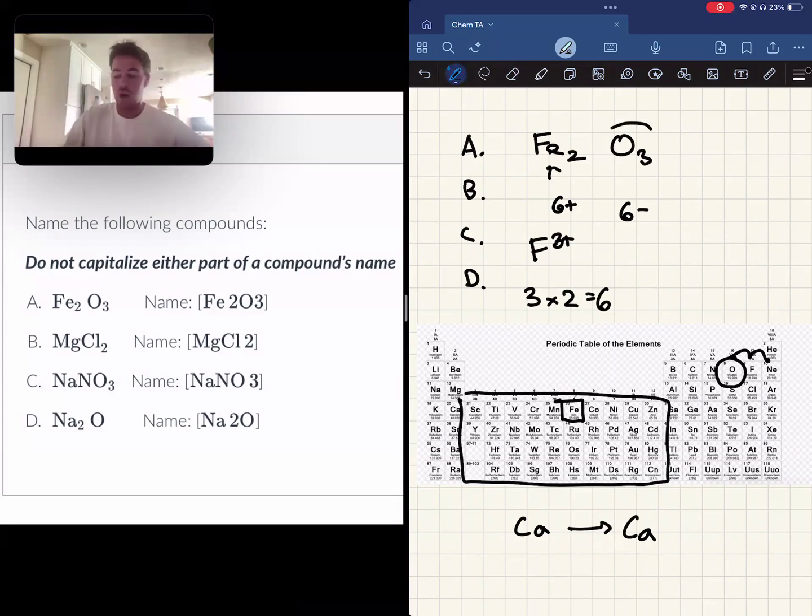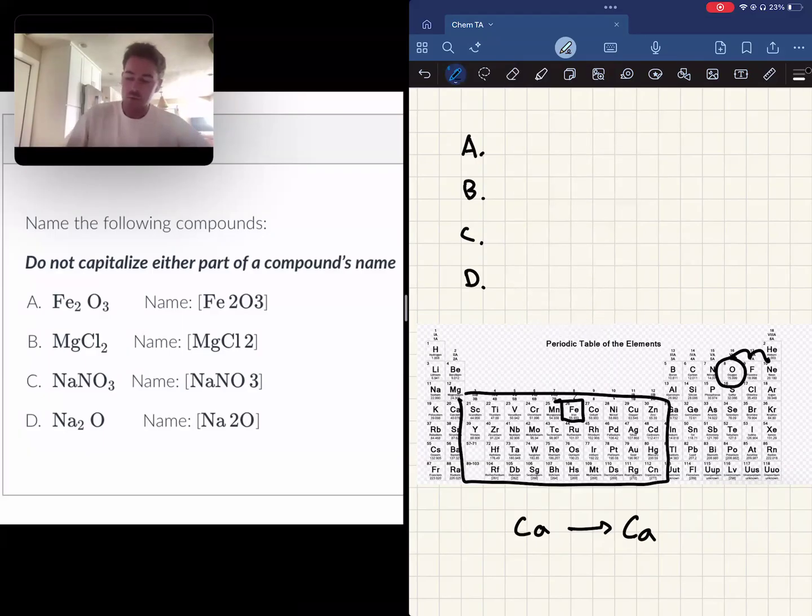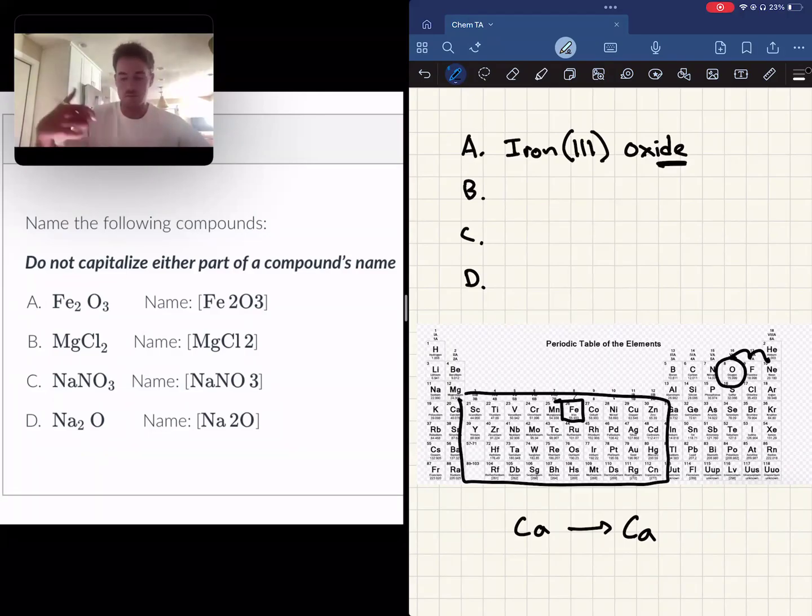Oxygen has a 6 minus charge, so this side needs to be balanced. We have to make sure the iron is making an overall 6 plus charge, which is why there's 2 of them. So the name for this, how we would write this out, would be iron, and then in parentheses you put the Roman numeral 3, oxide. We're using this "ide" ending again, for anions. So iron 3 oxide.